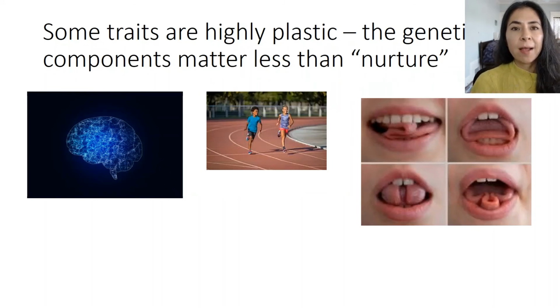Other traits are so highly plastic that their genetic components matter a lot less than the nurture components. Some examples are things like tongue folding. So we know that there's some genetic components to this, right? There are some people who just don't have the nervous system and musculature to fold their tongue, but most people can be taught to fold their tongue. I can't do all these fancy shapes, but most people can at least roll their tongue in half if they learn how to do it. So we know there's a genetic component to it, but the nurture part matters more. If nobody ever told you to roll your tongue, you're unlikely to ever learn how.